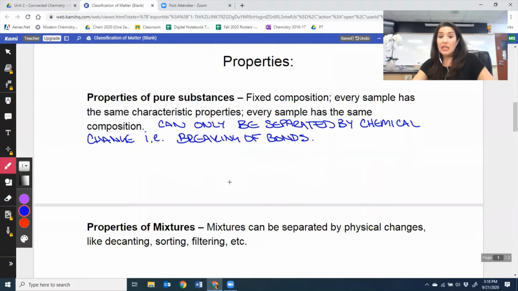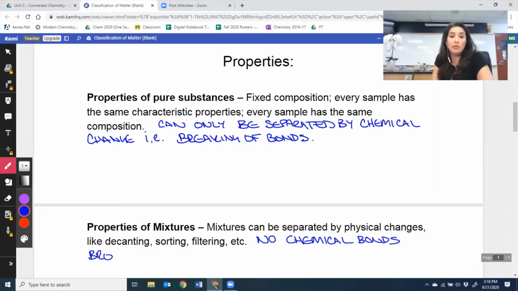Mixtures, on the other hand, can be separated physically. So what that means is you could pour off a little bit of the mixture, you could sort solid mixtures, you could filter them, and they could be boiled off, for example. Mixtures can be separated physically. You don't have to undergo any sort of chemical change to separate a mixture. So in this example, no chemical bonds are broken or formed. And we will see an example of this a little bit later in the lab.